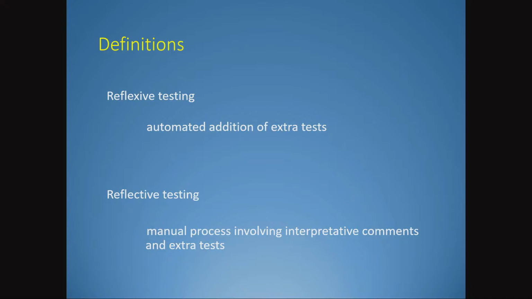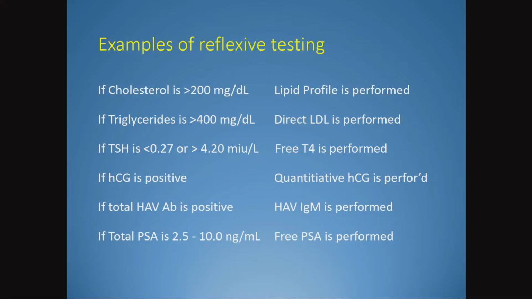Reflexive testing, just as a reminder, is automated addition of extra tests, and reflective testing is this manual, individualized interpretation and addition of extra tests. These are a few examples. If someone's cholesterol is high, we'd add on an LDL. Perhaps if triglycerides are high, you do a direct LDL because we can't estimate it. For those people who do TSHs alone, we would add on a free T4, quantitating HCG, doing the cascade test for hepatitis, and perhaps even adding a free PSA for somebody with a modestly elevated PSA.